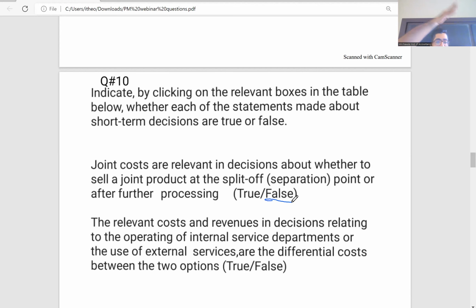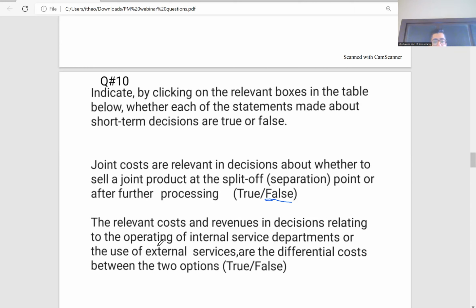Joint costs are incurred in the past. When you sell product at split-off point or process further, joint costs are the initial cost. When you are deciding whether to sell at split-off point or process further, only incremental costs and revenue should be considered. Any past cost, joint cost, sunk cost should be ignored. This statement is saying joint costs are relevant. This is false.